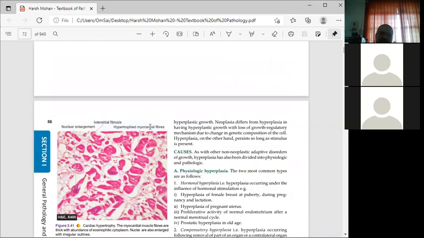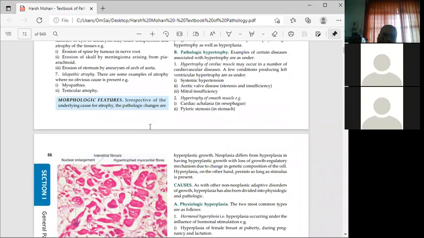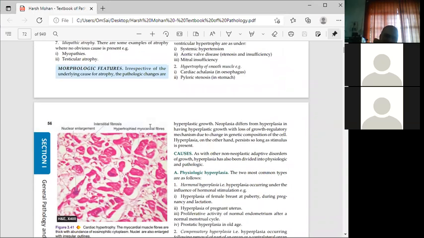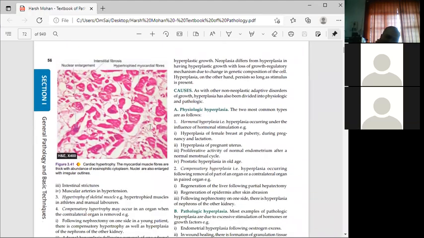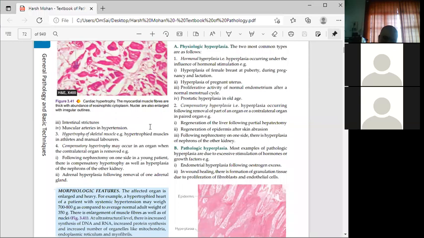These are the hypertrophies of smooth muscle. Example, cardiac achalasia, pyloric stenosis. In this particular stenosis also, the smooth muscle of the stomach may undergo hypertrophy. Then intestinal strictures, muscular arteries in hypertension, like this.